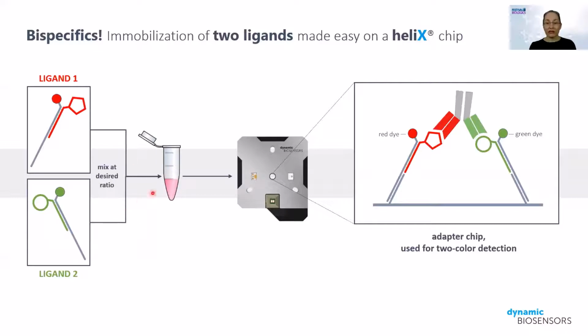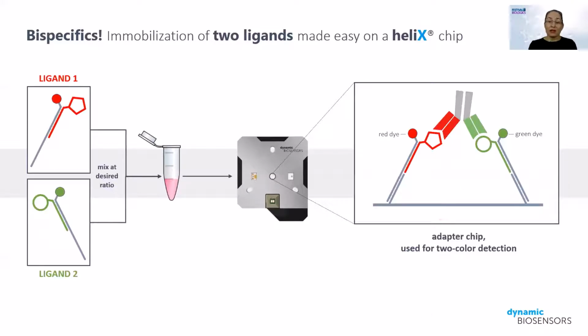These two ligand strands are then mixed either at a 1:1 or at any desired ratio. Since the anchor DNA on the heliX biochip is the same for both colors, the ratio will be transferred to the chip when your ligand solution is hybridizing. You will end up with a ligand surface containing both antigens at your desired ratio.